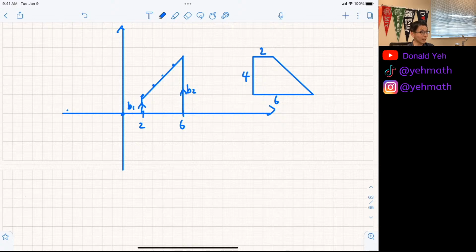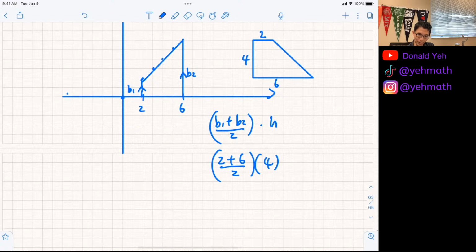Okay, so the area of a trapezoid is actually a rectangle, believe it or not. I'm going to show you why. It's the average of 2 bases, divided by 2, times the height. The height in here is going to be 4. So base 1 is 2 and base 2 is 6, because those are the parallel lines, times 4. So that's equal to 8 over 2 times 4, and that's equal to 4 times 4. That's equal to 16.